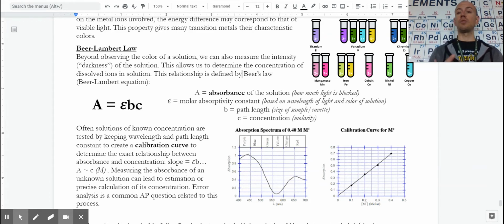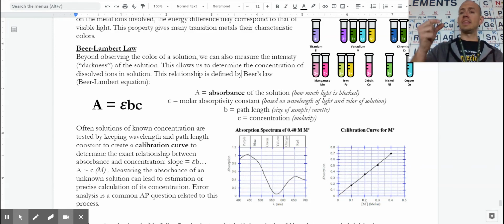A, the absorbance, or how much light that solution blocks, is related to epsilon. Sometimes you'll see it as a lowercase a, but epsilon, the molar absorptivity constant, is a constant related to the wavelength of light that we are looking at. So for a specific element, vanadium +2, for example, it would have a different constant for each different wavelength that would correspond to the fact that it absorbs a lot of yellow while transmitting blue and red to make a purple solution.